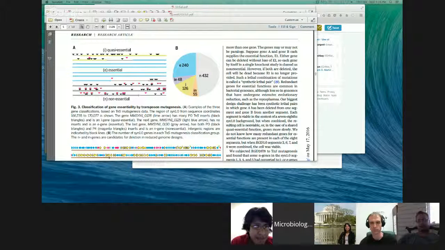So they're finding the majority of the genes they're going to classify as non-essential. Then they've got about 240 that they're classifying as essential because they don't get any insertions. And then they've got this quasi-essential space that they're going to try and define based on growth rate and so forth. So I thought that was a reasonably good illustration of what they're seeing from the transposon mutagenesis library.